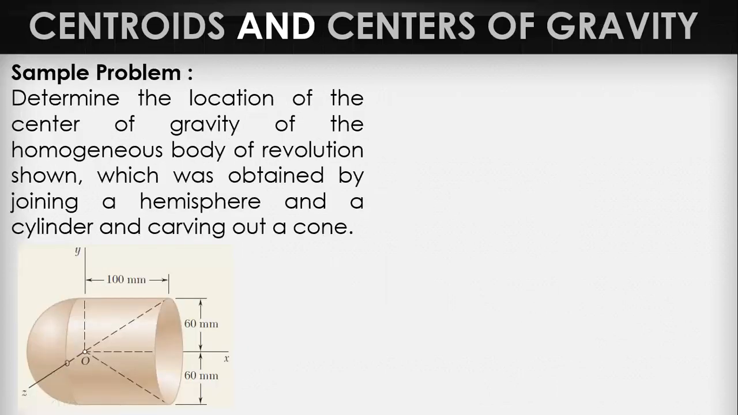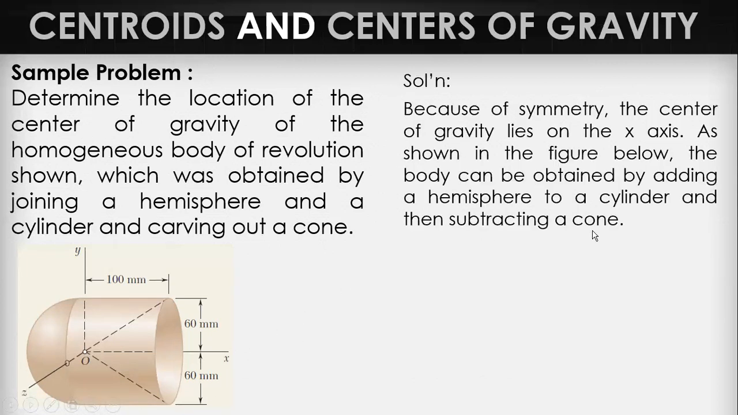So, one problem. Determine the location of the center of gravity of the homogeneous body of revolution shown, which was obtained by joining a hemisphere and a cylinder and carving out a cone. So the hollow part goes up to the origin. Because of symmetry, the center of gravity lies on the x-axis. It is symmetrical in z, symmetrical in y. So our y bar is 0, z bar is 0. By inspection, it is symmetrical in y or z, but not in x. So, therefore, we will only solve for x bar.